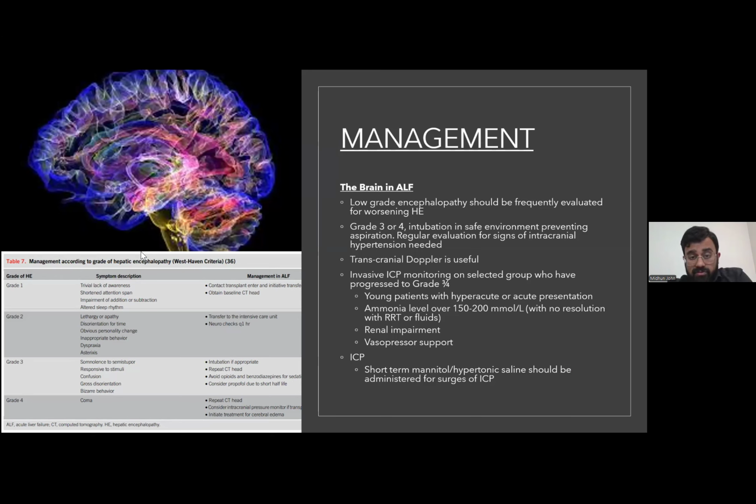Invasive ICP monitoring is not for everyone, but for a selected group of people. So these are patients who progress to about grade 3, grade 4, especially those that are young with hyperacute or acute presentation, with ammonias that are well over 150 to 200 despite best efforts to bring it down. Patients with renal impairment and requiring vasopressor support. So in these sorts of patients, invasive ICP monitoring can be thought of or used.